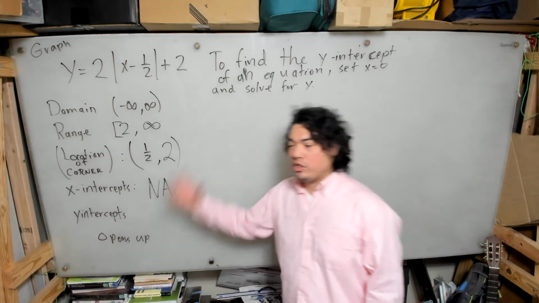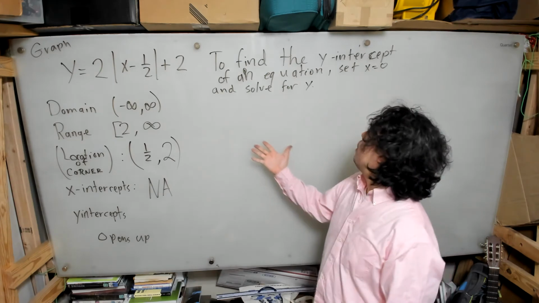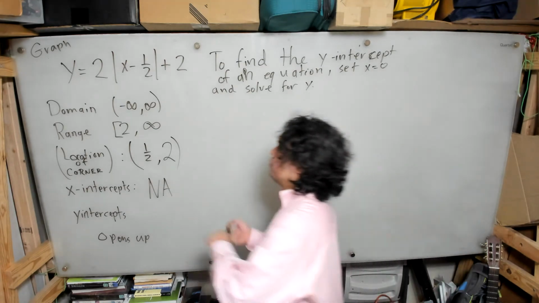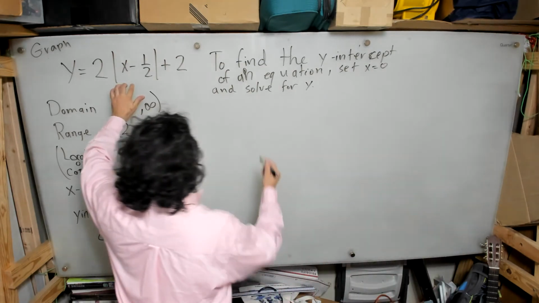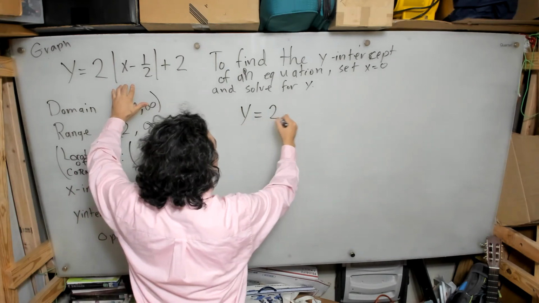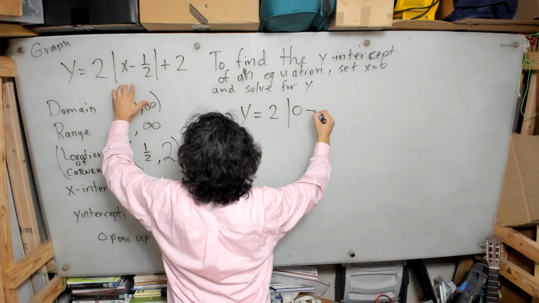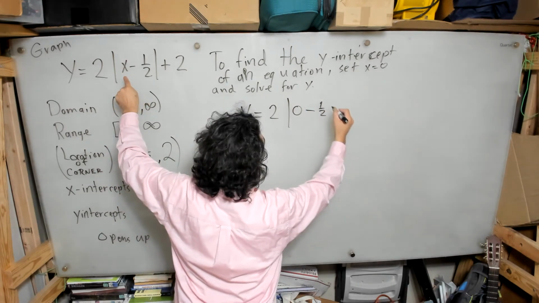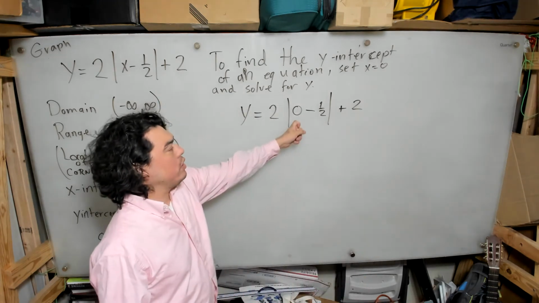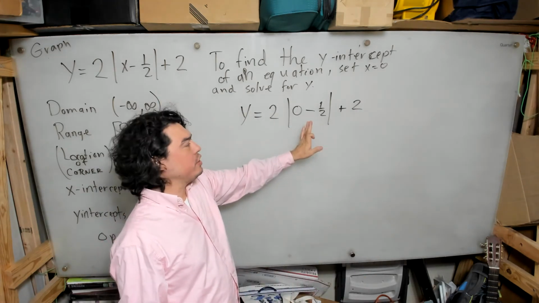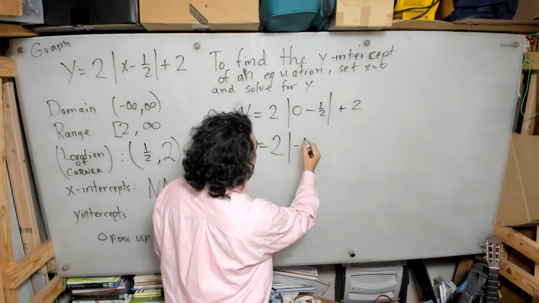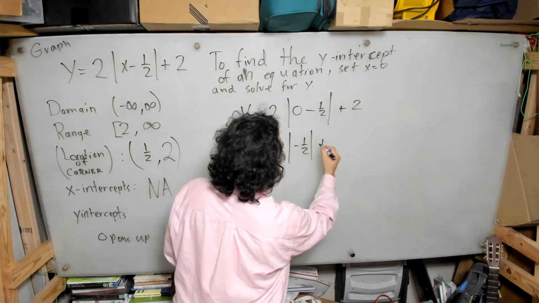So to find the y-intercept of an equation, we set x equal to 0 and solve for y. So let's do that together here, okay? y is going to equal 2 times the absolute value of 0 minus 1/2, plus 2. You see, I set x equal to 0. So now 0 minus 1/2 is just going to be negative 1/2. Okay, so it'll be 2 times the absolute value of negative 1/2, plus 2.